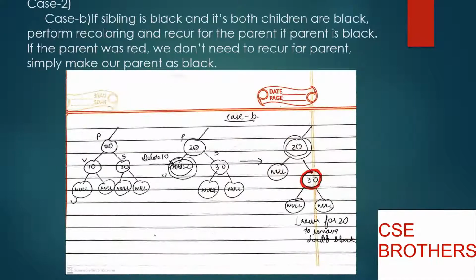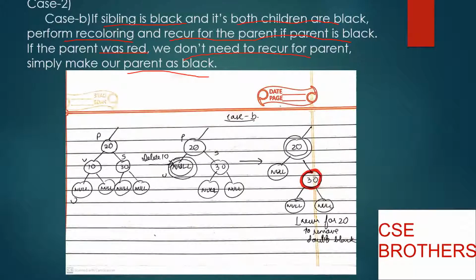Earlier we considered the case where the sibling was black and either of its children must be red, but now what if both of the children are black? So this case handles when both of the children of the sibling are also black. So what we'll do is we'll perform the recoloring and recur the similar process for the parent if the parent is black. But if the parent is red, then we will just recolor and we don't need to recur for the parent, we'll just make our parent black.